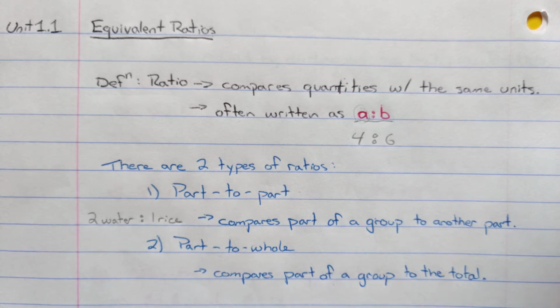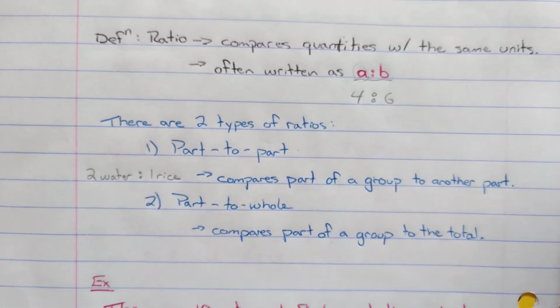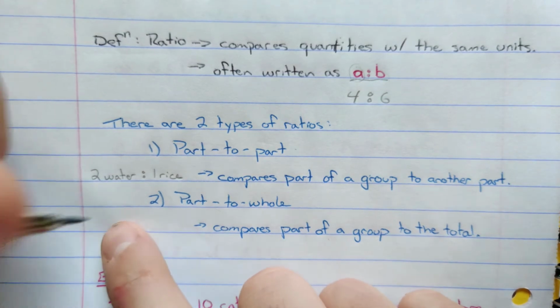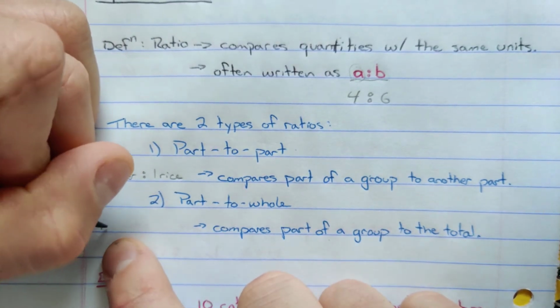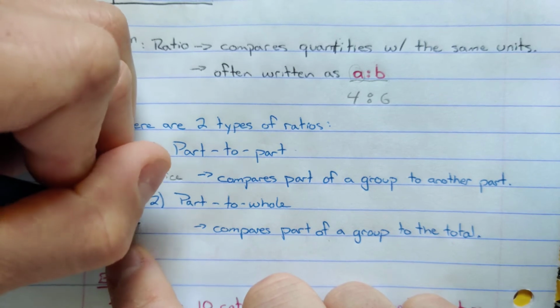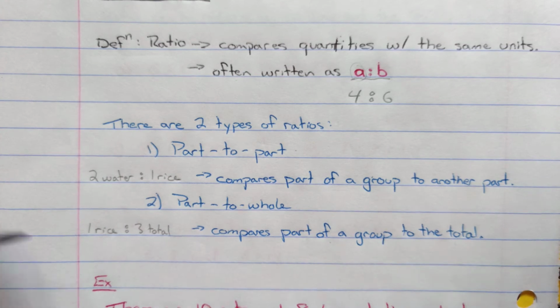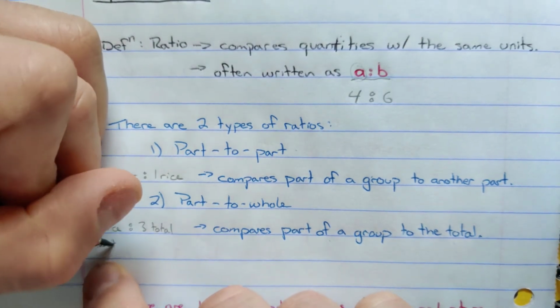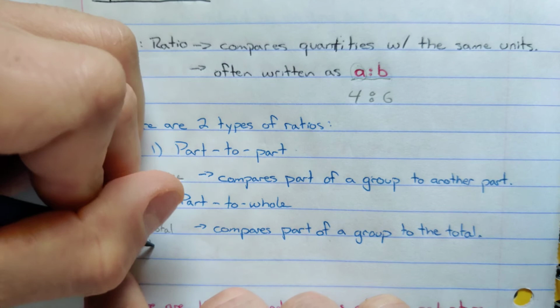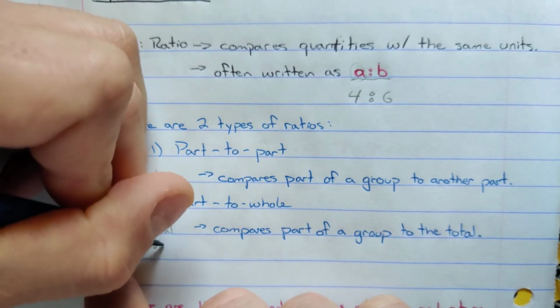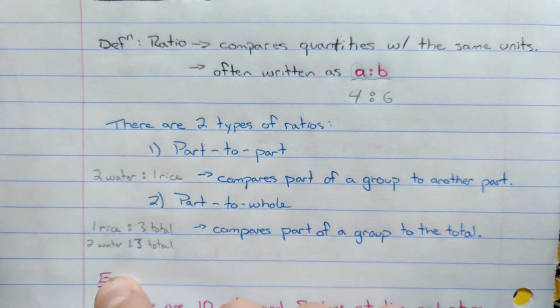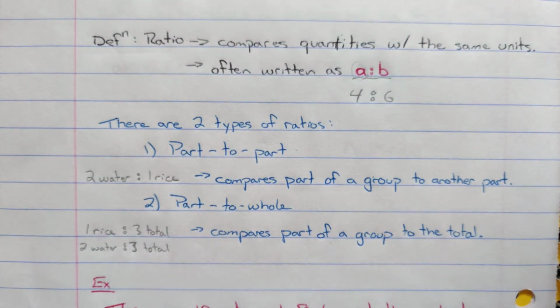The other type of ratio is a part-to-whole, and that compares part of the group to the total. So for the rice, we have 1 rice to 3 parts total in terms of our rice mixture. Or we have 2 water to 3 total parts. We would just write the numbers, and we wouldn't put the rice and water; we're just writing those there to illustrate the principle.